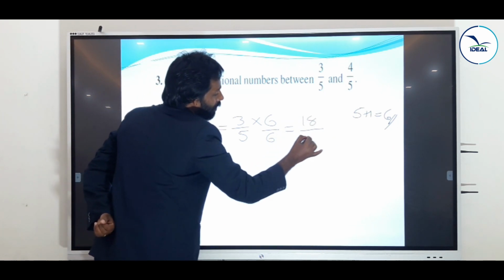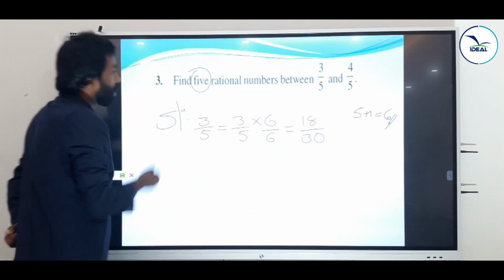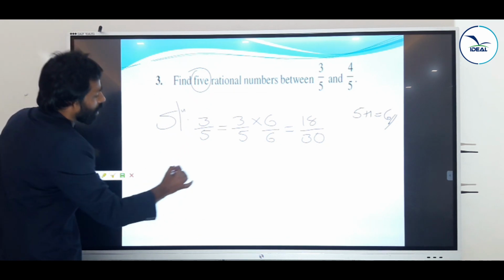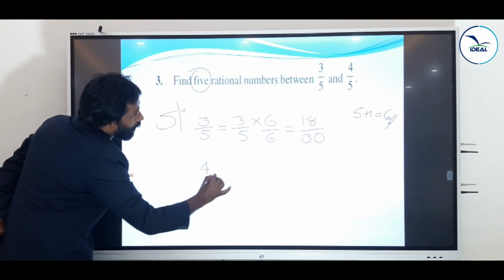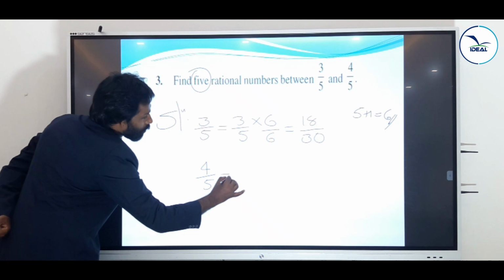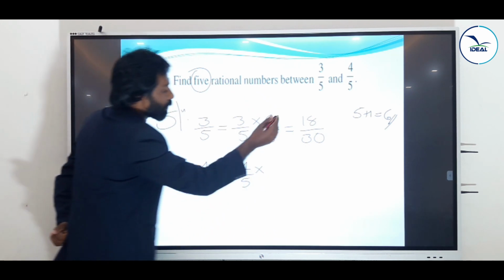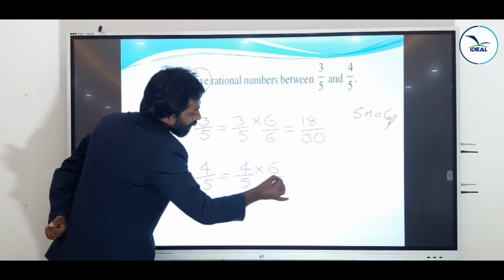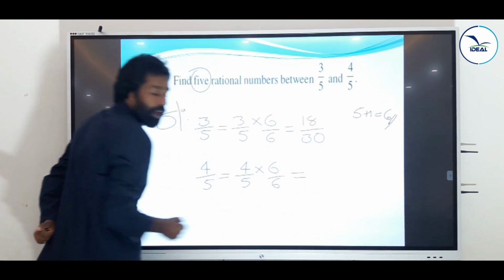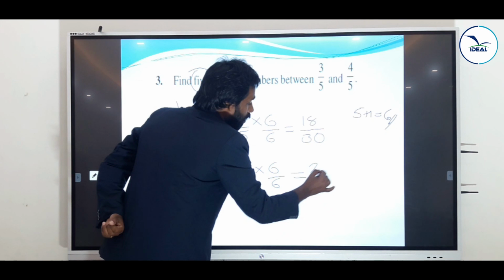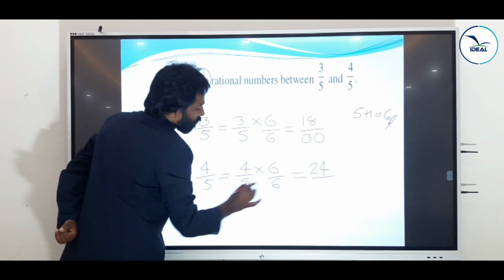18 by 30. Now consider the second one, that is 4 by 5. It's equal to 4 by 5 into, we need to multiply with 6 up and down. So we'll get 24 by 30.